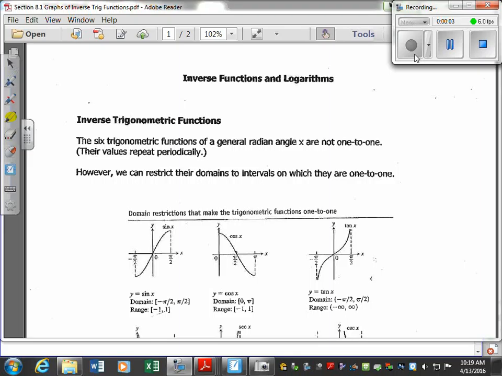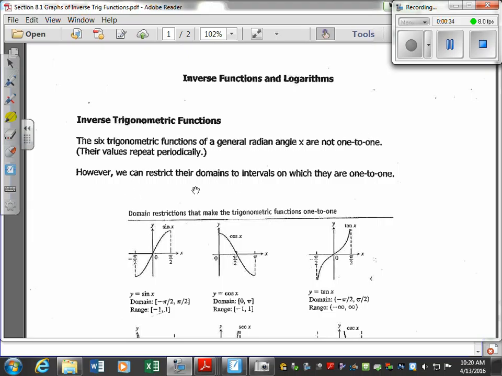Okay, today's lesson for calculus is a little bit of a review because it's your inverse functions and logarithms. For the inverse trig functions, in general, their radian angle x are not one-to-one because they're periodic, right? So if I had the entire sine curve, let me just extend this one a bit, it would just keep going on and on and on. So of course, if we try to do a horizontal line test of that, it would not be one-to-one.